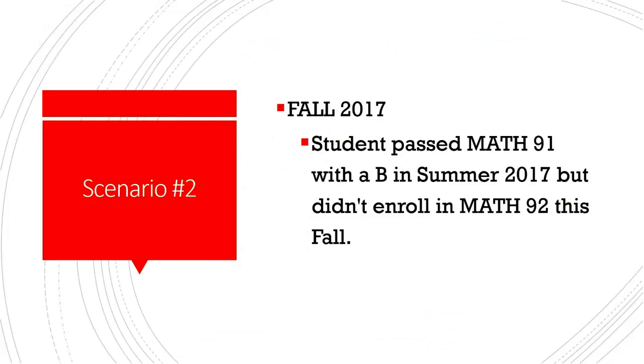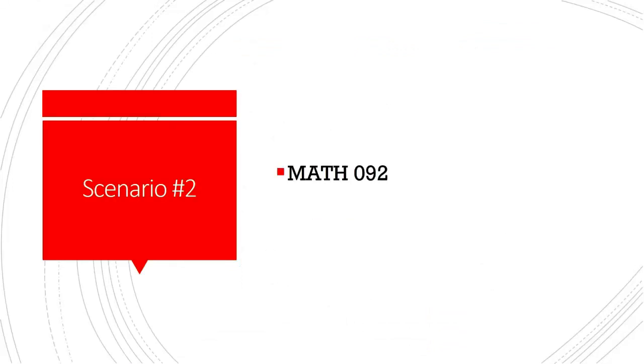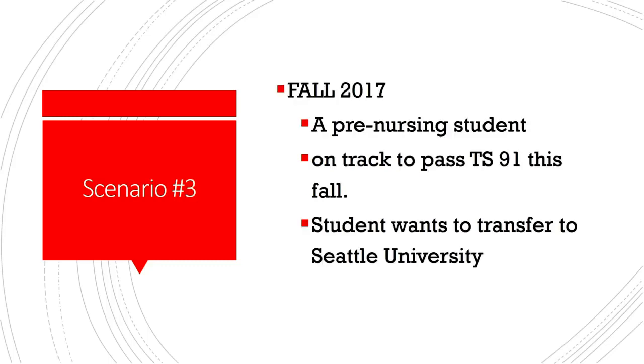And so the answer to this one is, in this case, Math 92 might be a better choice because we're still offering it winter quarter. They just took the class in the summer, and they still probably have the book on hand, so they wouldn't have to buy a new textbook. So Math 92 would be a better scenario.